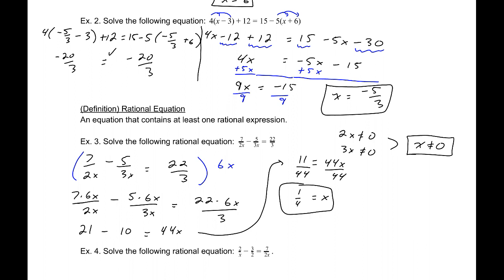So let's check that. First, we know that our answer cannot be 0. That 1/4 is not 0, so that's fine. We don't have to worry about the domain restriction there. But let's plug this in. This would be 7 over 2x minus 5 over 3 times x equals 22 thirds. So that would be, multiplied by 2, that would be 14.